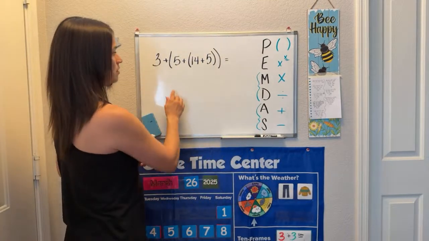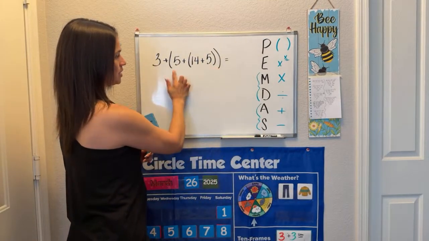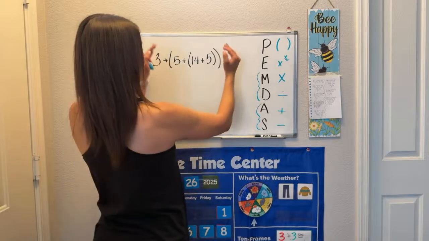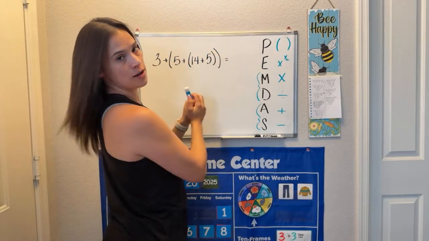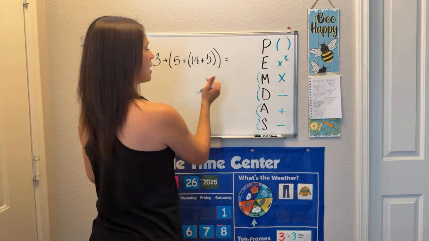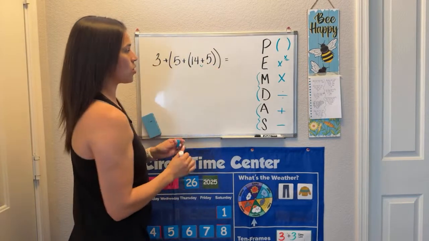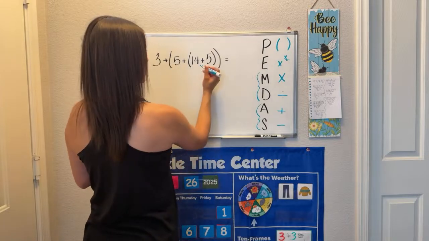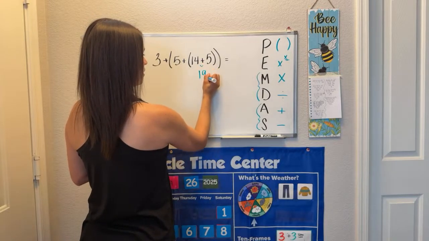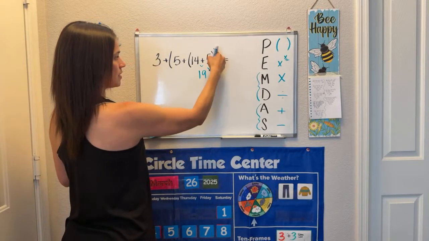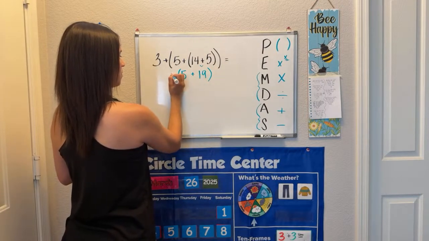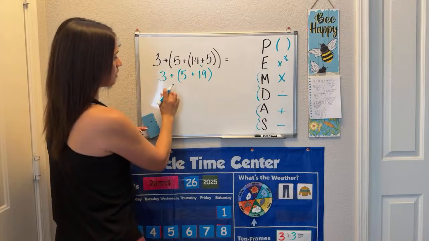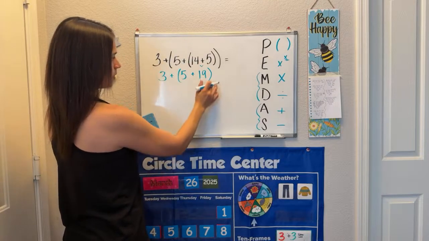So for this one, which parentheses do we start with first? Where you have your large parentheses and you got your smaller one in the middle, the smaller one in the middle takes priority. So you're gonna go ahead and solve for that first. So 14 plus 5 will give you 19. And then you're gonna keep your outside parentheses, the second one, plus your 5, plus your 3. So now we have completed our big one.